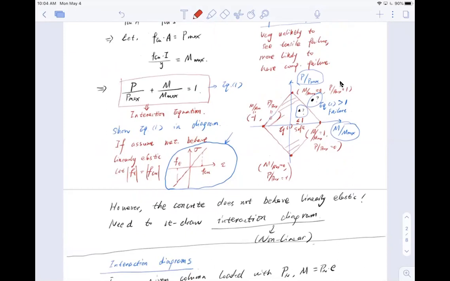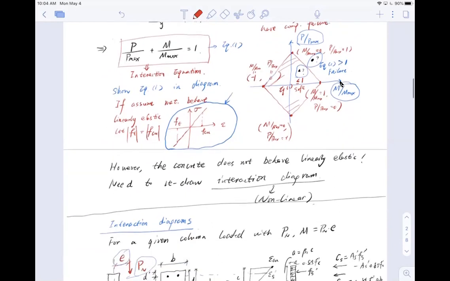When I keep repeating it, it means in the exam we may have a problem like this. I draw the conceptual plot and ask you, is this the shape of the interaction diagram for a column? You can find the answer for that.